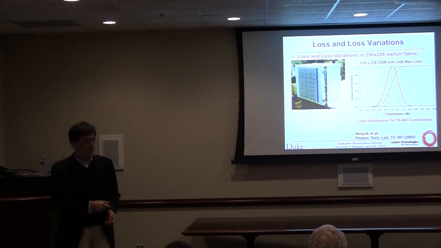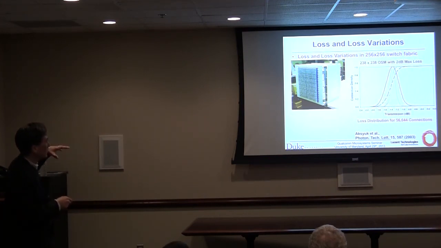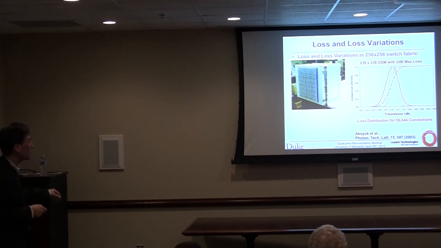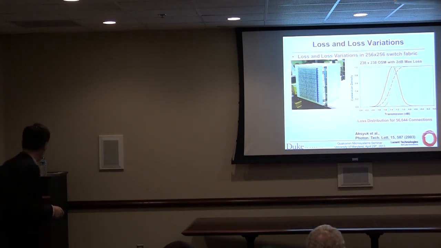In this case, it has 256 optical inputs and 256 optical outputs. There are 56,000 possible connections you can make in a 238 by 238 configuration. If it's all 256, there are 65,000 connections you can make. We can make individual connections, measure throughput on all of them, and then look at the average loss and its distribution, which is reasonably tight.